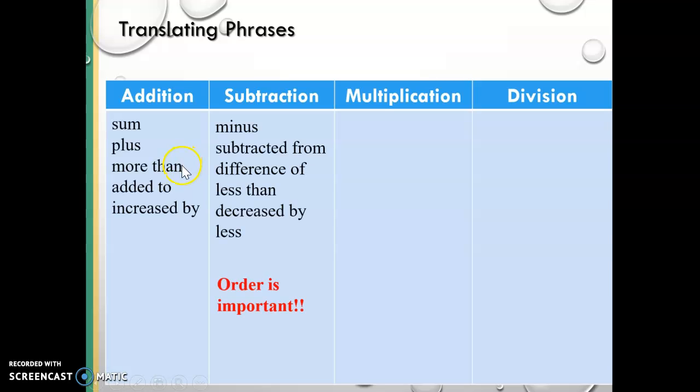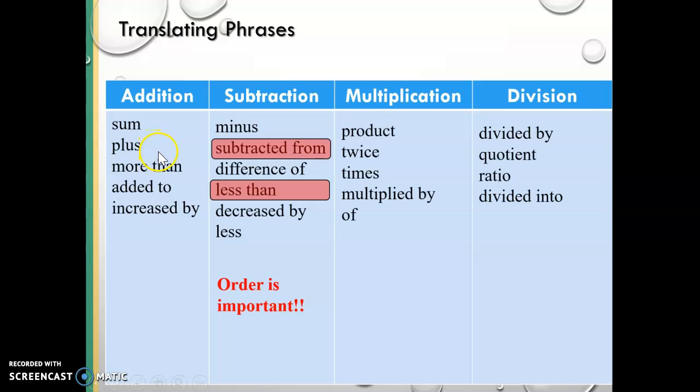So translating phrases involves operations. We have addition, subtraction, multiplication, and division. For addition, these are the words commonly used: sum, plus, more than, added to, increased by. For subtraction, we have minus, subtracted from, difference of, less than, decreased by, less.